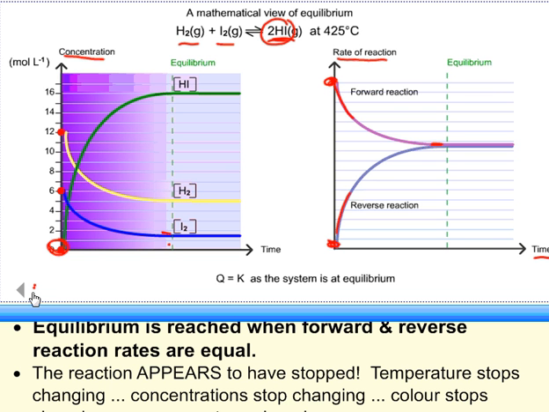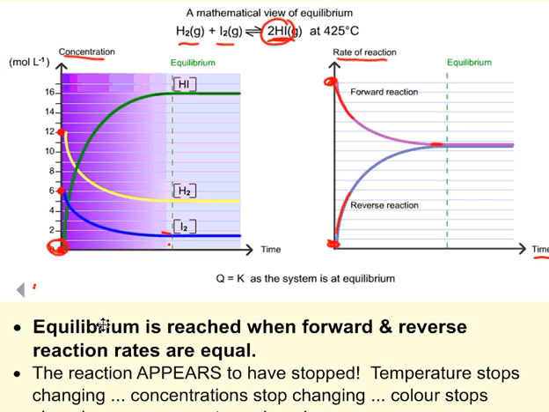So what we have here at this point marked by the green dotted line on both graphs is the point of chemical equilibrium. The definition of equilibrium is very important, so make sure you've got that. The equilibrium is the point in the reaction where the forward and the reverse reaction rates become equal. So when the rate of the forward reaction is equal to the rate of the reverse reaction, you have chemical equilibrium.